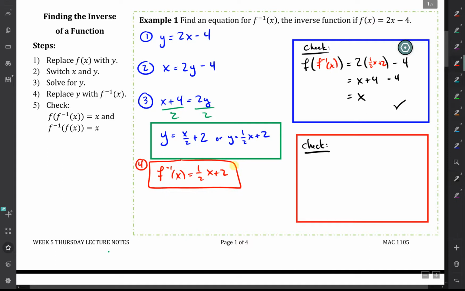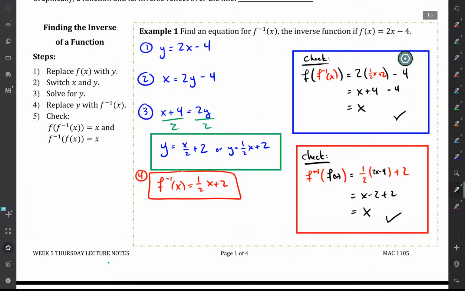So in this case, we would take f inverse of f of x, which would be 1/2 x plus 2, and we're going to stick in there 2x minus 4. And again, when you simplify, you get x minus 2 plus 2, which is x. So that worked out. So that's the process for finding the inverse of a function.